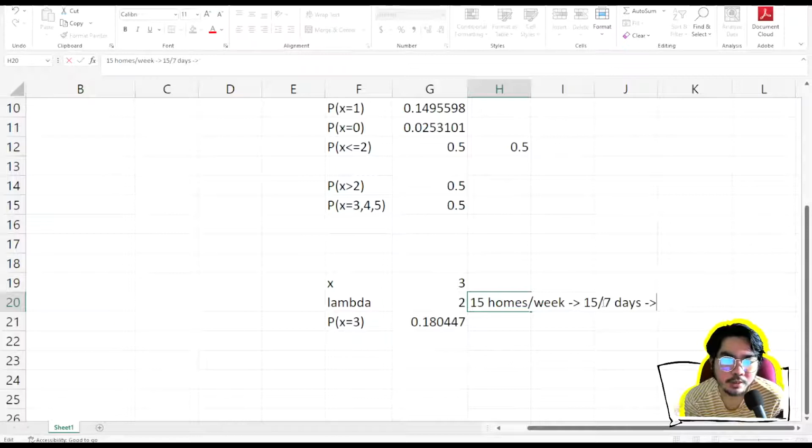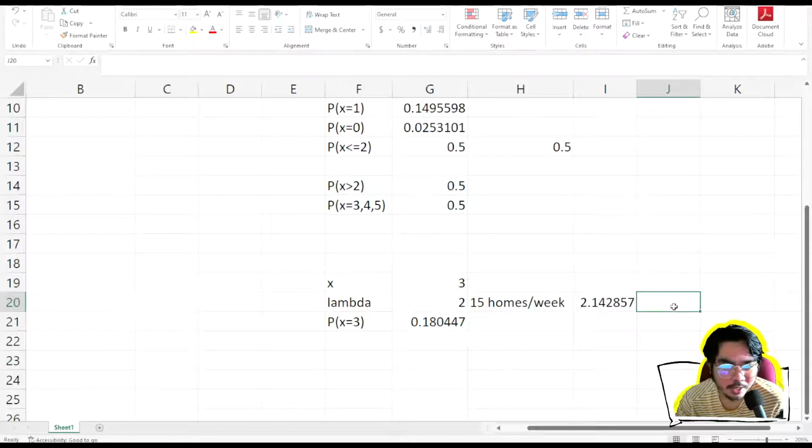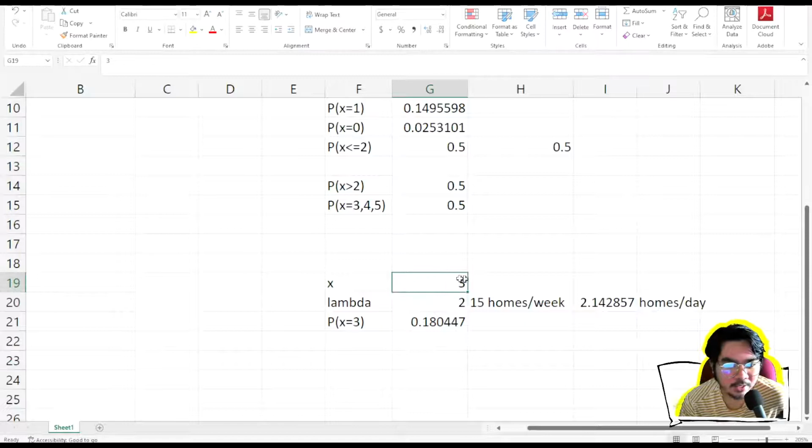I'm too lazy to solve this, so let me compute it here. That's 15 divided by 7, which gives us 2.14. So this is already in homes per day, and this can now be our input so that it matches our X value. Okay? So always remember that, class.